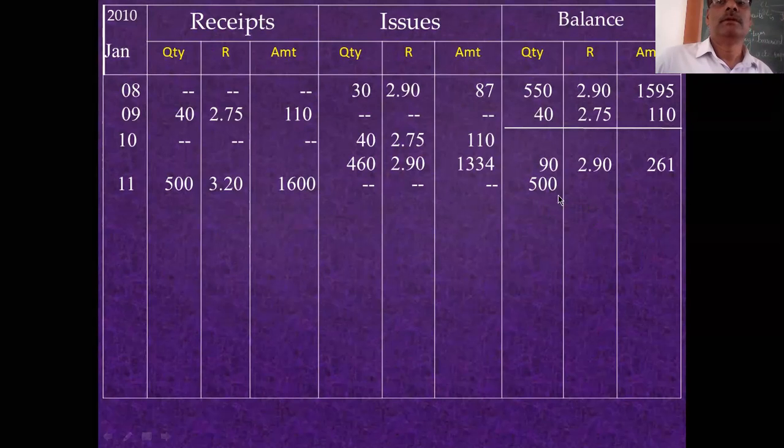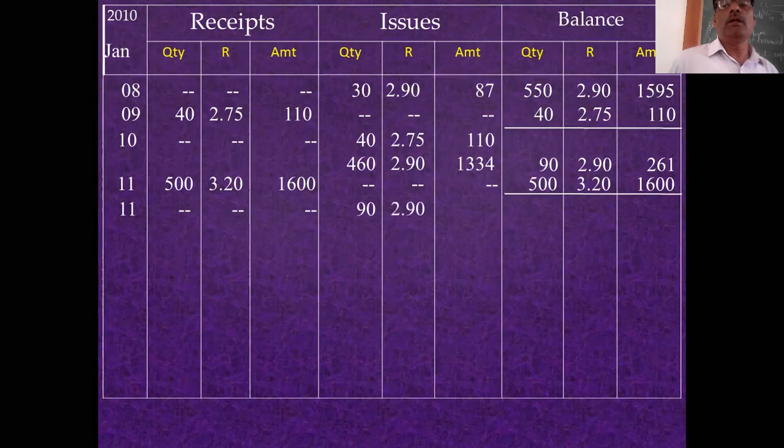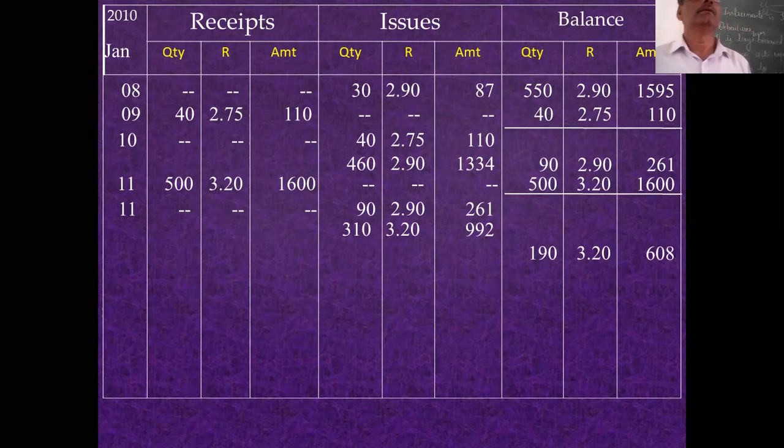Next. 500 units purchased at the rate of 3.20, amount is 1600, right. Next date, issue is there, you issue. What is quantity? 490 at the rate of 2.90 and remaining 310 at the rate of 3.20, 992. Okay, balance is 190 at the rate of 3.20, amount is 608. Is it? What is next?